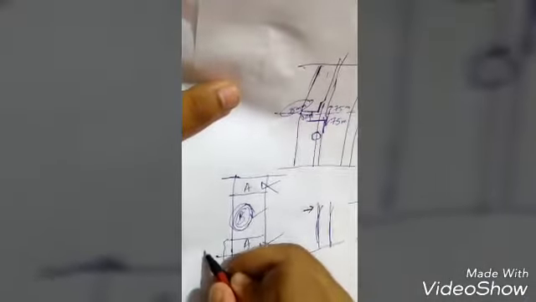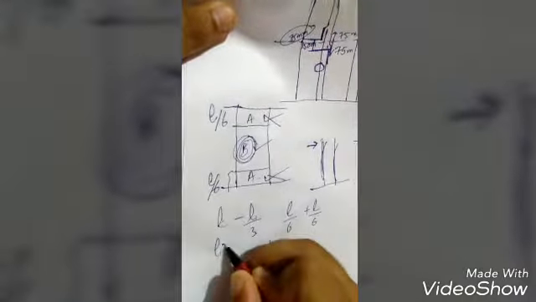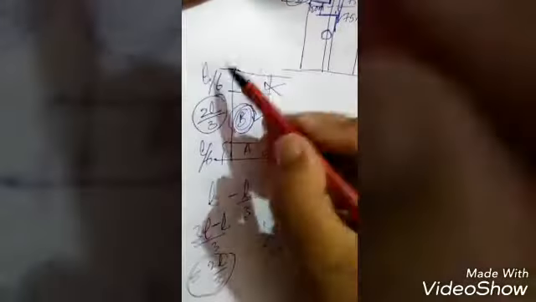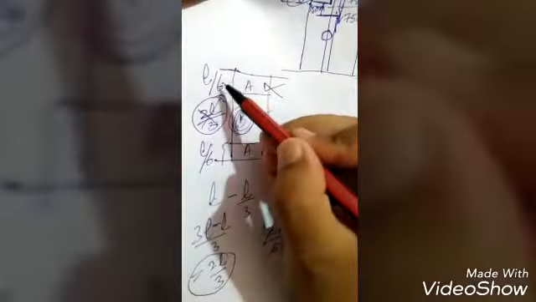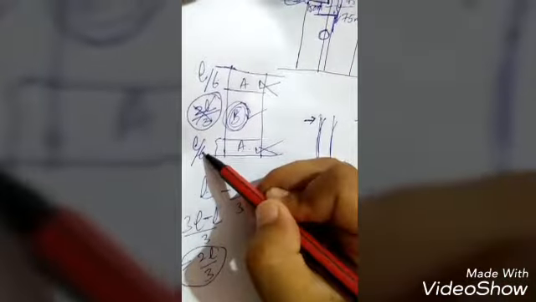And what about the A zone? This A zone is always approximately L by 6. So this is L by 6. If the total is L, then L minus L by 6 minus L by 6 gives 2L by 3. So this middle part will be 2L by 3. You got me? Just remember this: L by 6 will be zone 1, L by 6 will be zone 2.